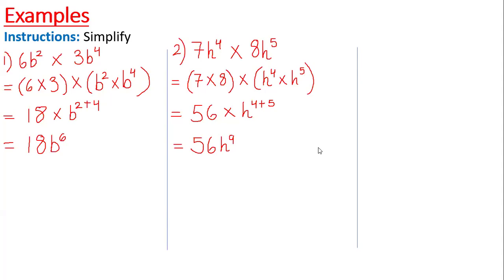Yes, sir. Okay. Explain how we got 56h to the power of 9, Damari. You group 7 and 8, and you group h to the power of 4 and h to the power of 5. You times 7 times 8, you get 56. And then with the h, you add 4 and 5, and then you get 56h to the power of 9.